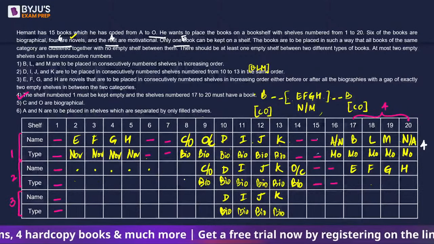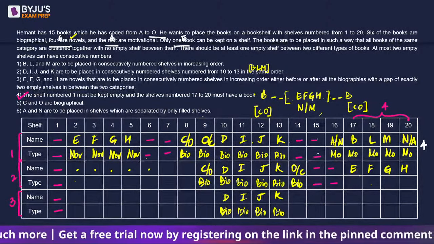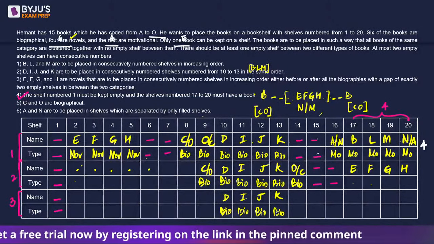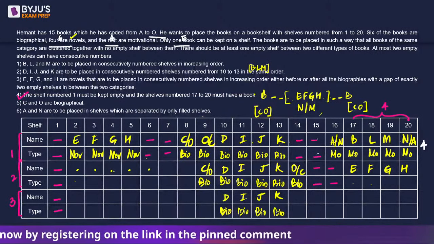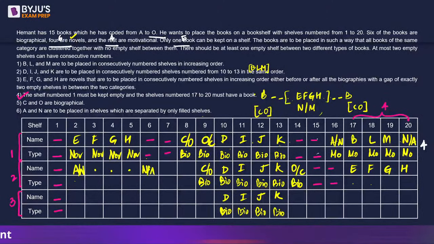So these are the 2 cases. Now, since all the letters are taken for biography and this one, whatever category that is, we have to place it in A and N, and BLM should be there. So I'm going to put AN here, or we can have NA here, and we will definitely have BLM.